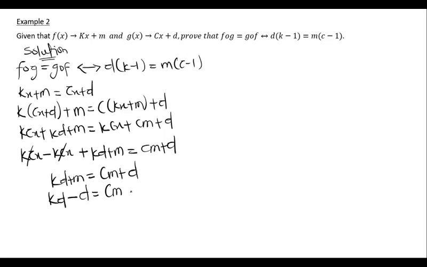Then we bring the m here to the other side of the equal sign, so it becomes negative. So we see d is common here, m is common here. Let's factor them out. If we factor d out, we have d into bracket k minus 1 is equal to m into bracket c minus 1.